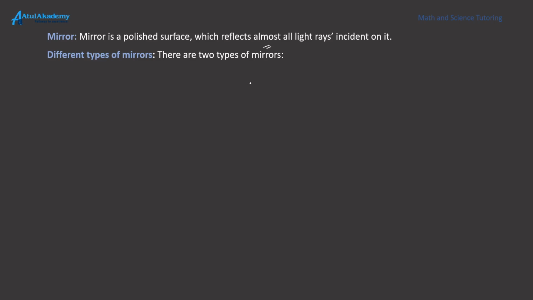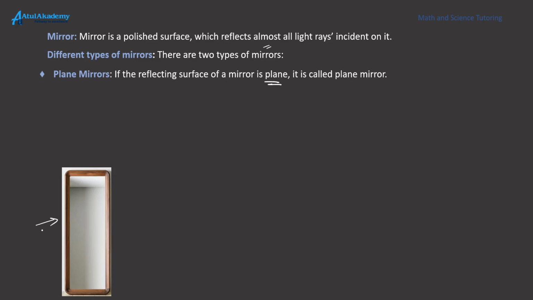Now you will study here two types of mirrors. One is the plane mirror. The plane mirror that we see daily in our house. It's a reflecting surface which is plane. A plane mirror has a reflecting surface plane. So it is called a plane mirror. This one that you can see in your house.